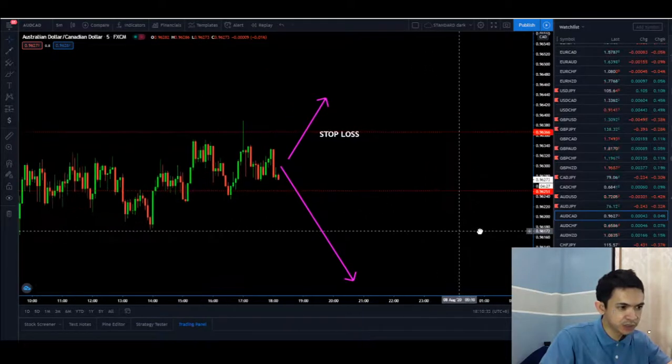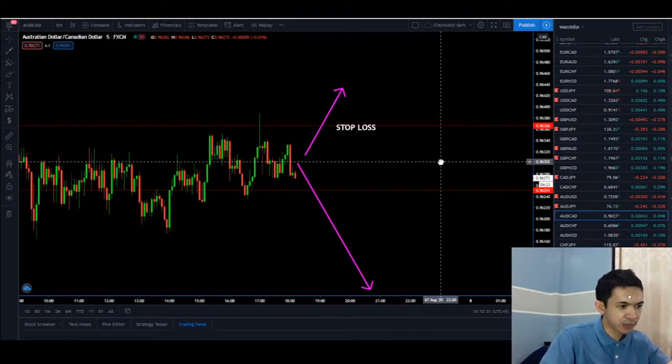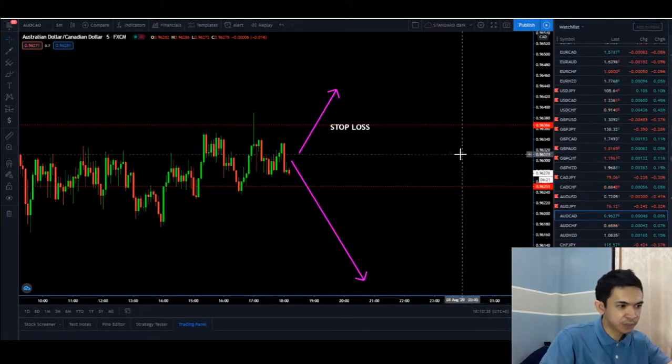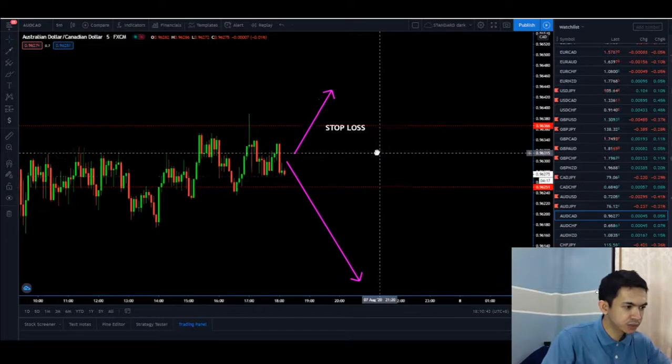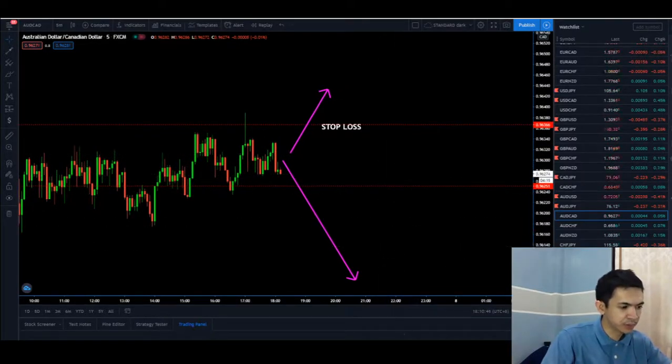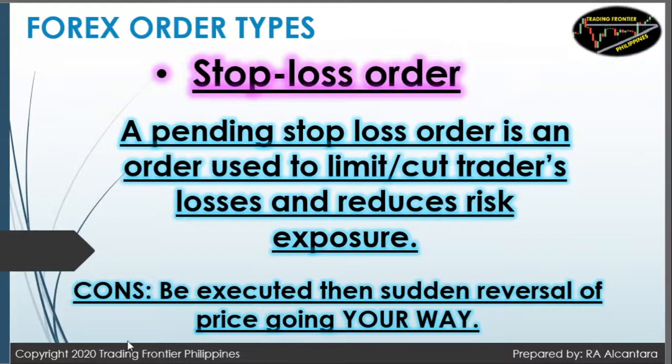Regardless of whether your strategy is scalping, day trading, or swing trading, it is a good practice or habit to place a stop loss whenever you place a trade. That is to protect your capital. Always practice risk management. All right, so just a recall.